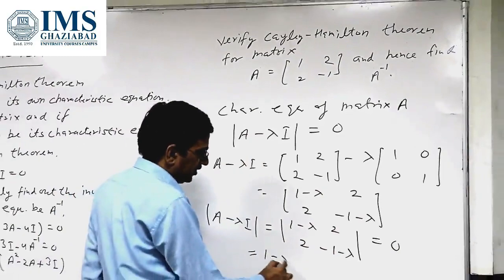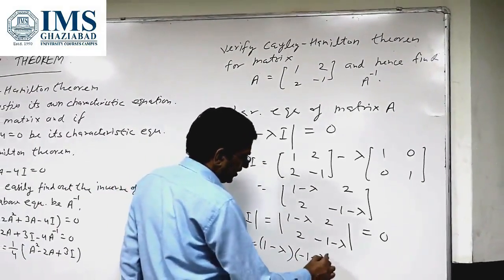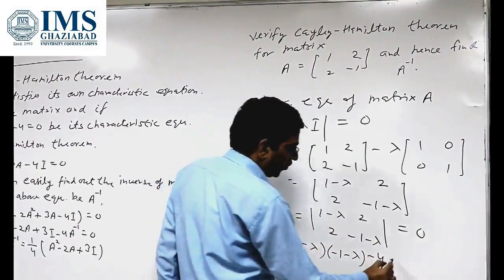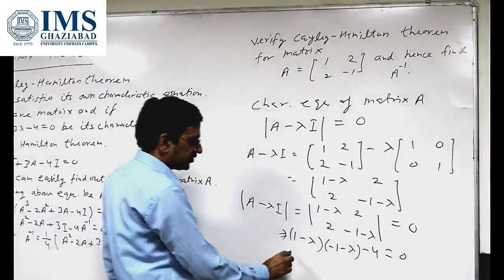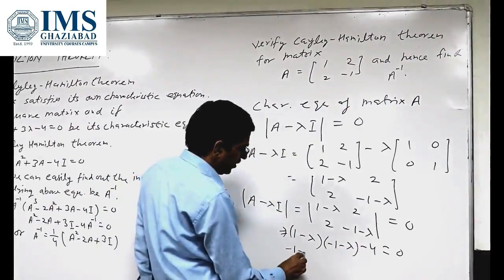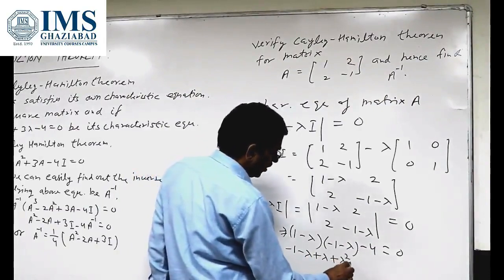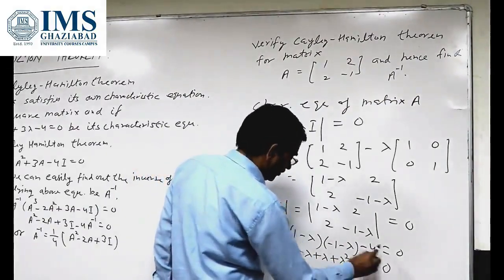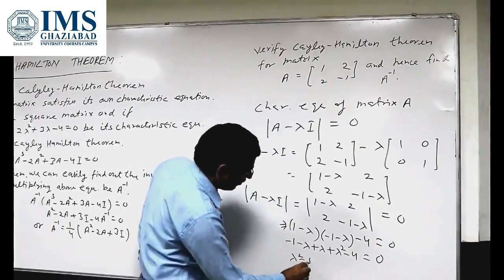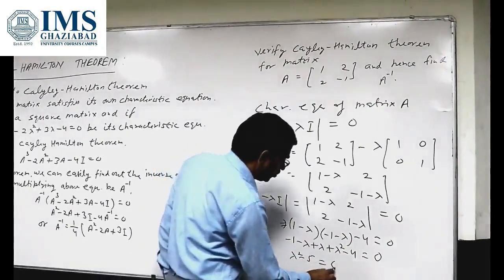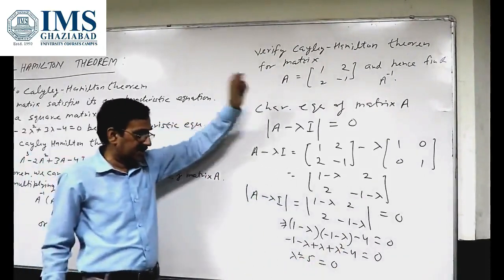So (1 minus lambda)(minus 1 minus lambda) minus 4 is equal to 0. Now simplify this equation. So this is minus 1 minus lambda plus lambda plus lambda square minus 4 is equal to 0. That is lambda square minus 5 is equal to 0. So this is the characteristic equation of the given matrix A.